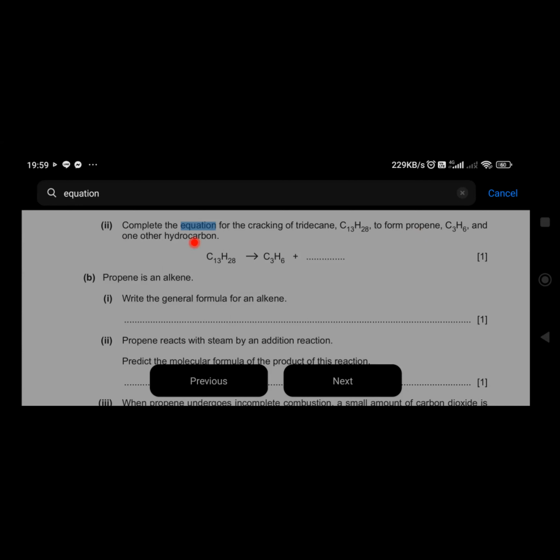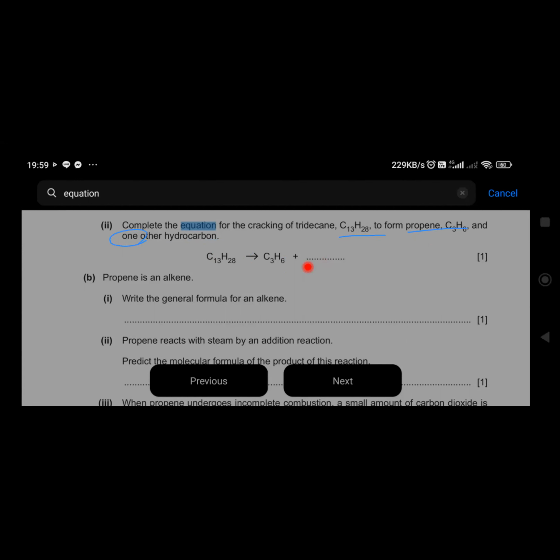Complete the equation for cracking tridecane, that's okay. That's C13, an alkane, to form propane and one other hydrocarbon. Now you need to underline this. This is tridecane, yes, that is there. We should read this very fast, but you have to just see this. Propane is there, and one other hydrocarbon. They didn't say it's an alkane or an alkene, but you know there's only one other. That one word is important here. That means we need to put the remaining atoms here to make up the compound.